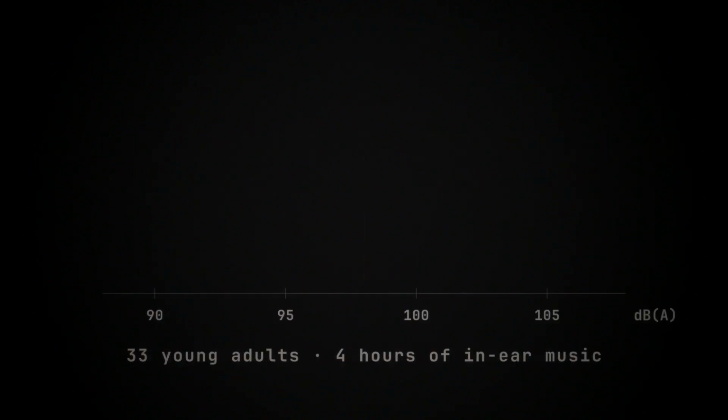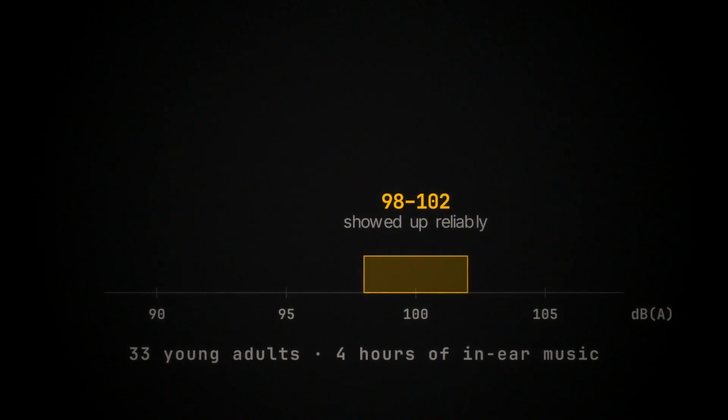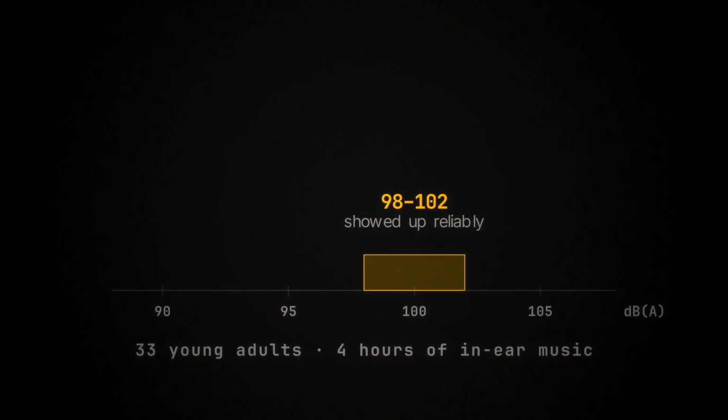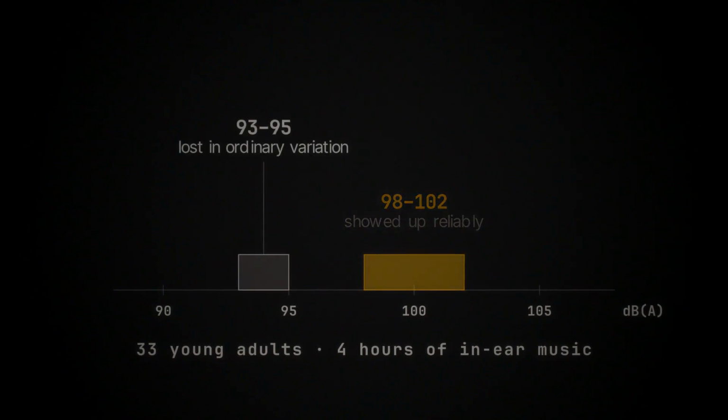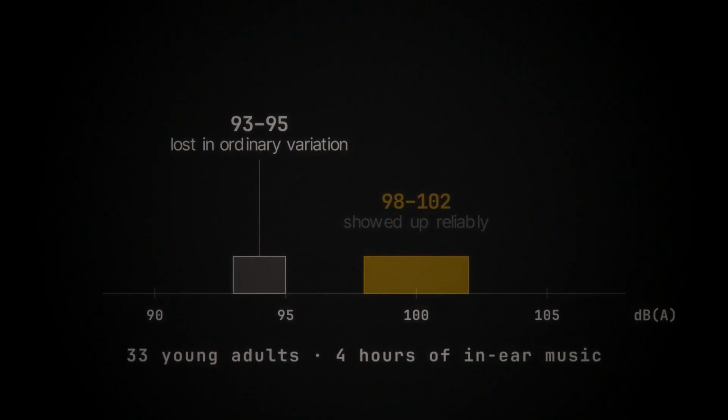In the study that tested it, 33 young adults listened to 4 hours of in-ear music. It only showed up reliably between 98 and 102 dB. At 93 to 95, they couldn't separate from ordinary test-to-test variation. So of course take breaks, I do that as well, just don't tell yourself the 45-minute schedule is sourced.